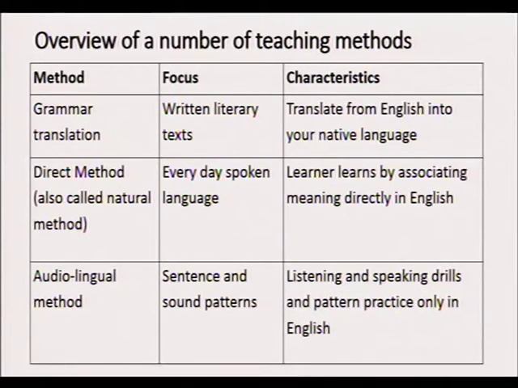The grammar translation method focuses on written literary text, and one of its characteristics is to translate from English into your native language. We get the direct method, where everyday spoken language is the focus, and learners learn by associating meaning directly in English. In the third place, the audiolingual method focuses on sentences and sound patterns, and learners are expected to listen and speak, with drills and pattern practice only in English.